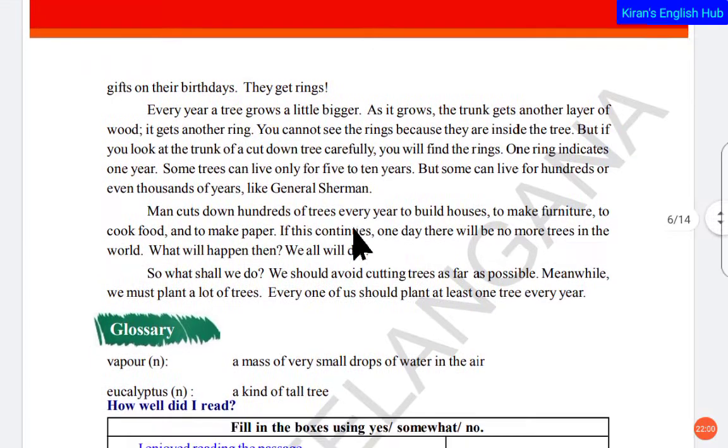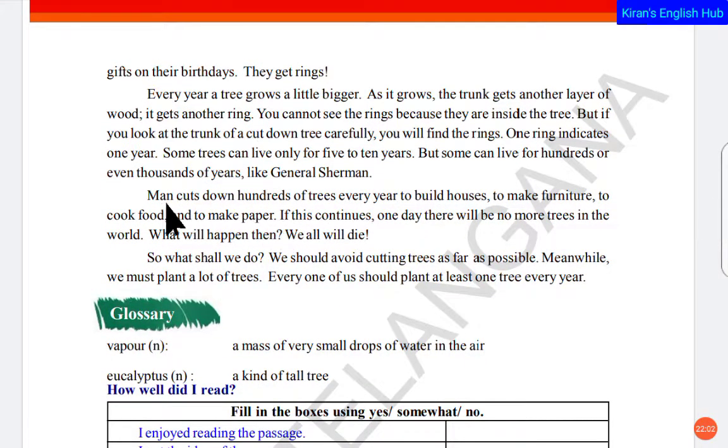Man cuts down hundreds of trees every year to build houses, to make furniture, to cook food, and to make paper. If this continues, one day there will be no more trees in the world. What will happen then? We all will die. This is the result if we do all these things.